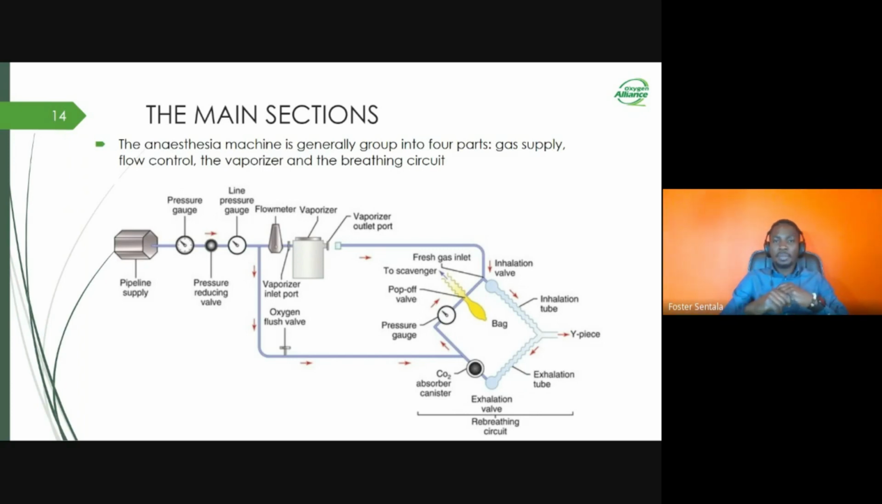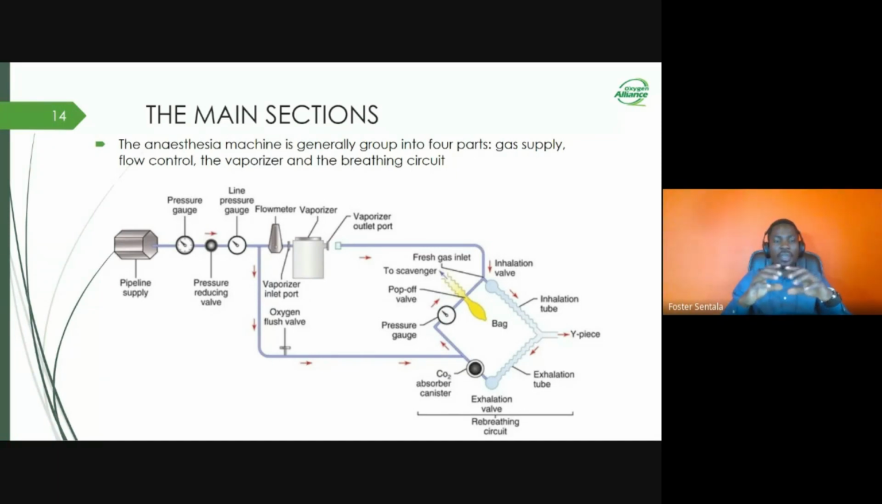In the gas supply, we have 3 main types of supply systems. Gas, in this case oxygen or nitrous oxide, or in other cases air, medical air, can be supplied either through pipeline systems, cylinder systems, or the integrated oxygen concentrator, as was pointed out by Grace.